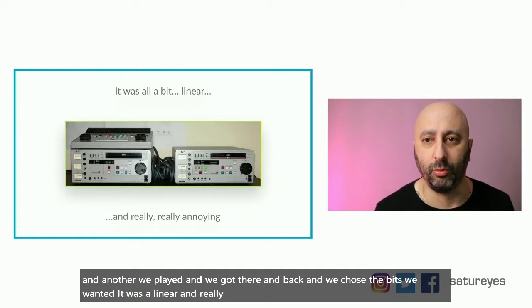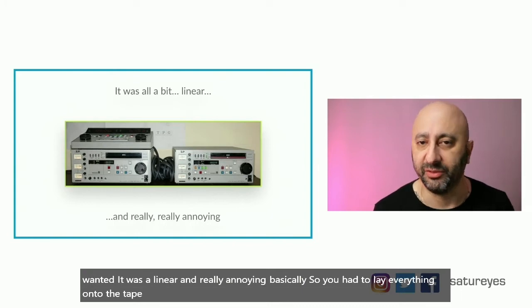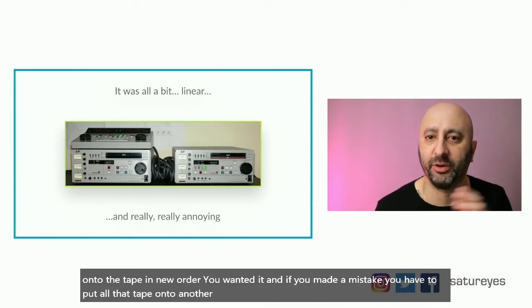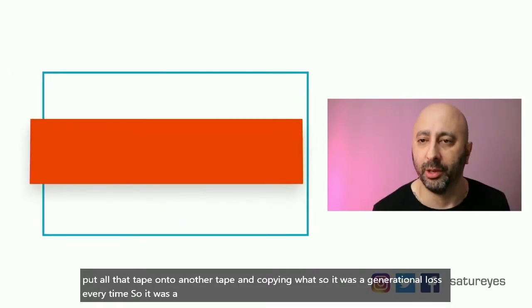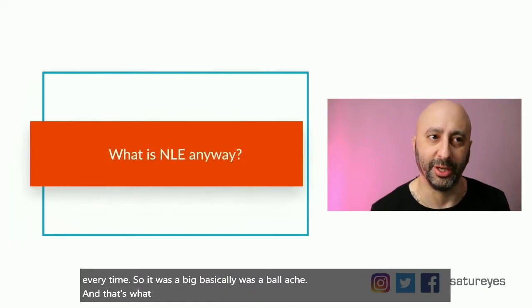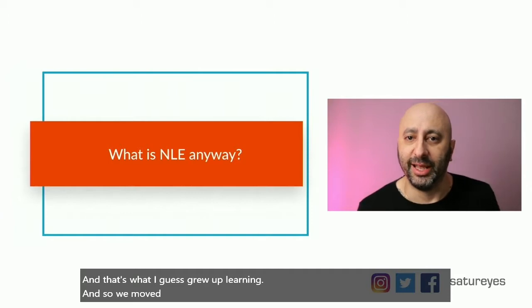You had to lay everything onto the tape in the order you wanted it, and if you made a mistake, you had to put all that tape onto another tape and copy. So it was a generational loss every time. It was basically a ball ache, and that's what I grew up learning. And so we moved on to non-linear editing, or NLE.